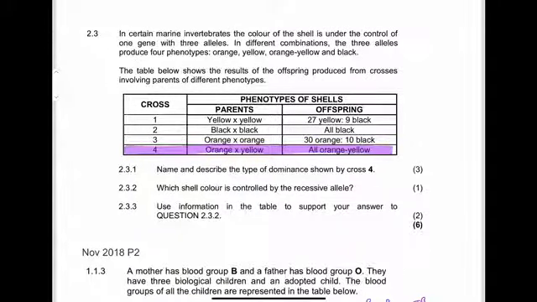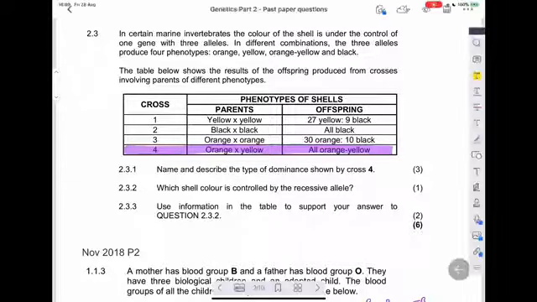You're told a certain marine invertebrate, the color of the shell is under the control of one gene with 3 alleles. In different combinations, the 3 alleles produce 4 phenotypes: orange, yellow, orange-yellow and black. Orange-yellow, being a hyphenated word, means that is incomplete dominance. The table below shows the results of the offspring produced from crosses involving parents of different phenotypes.